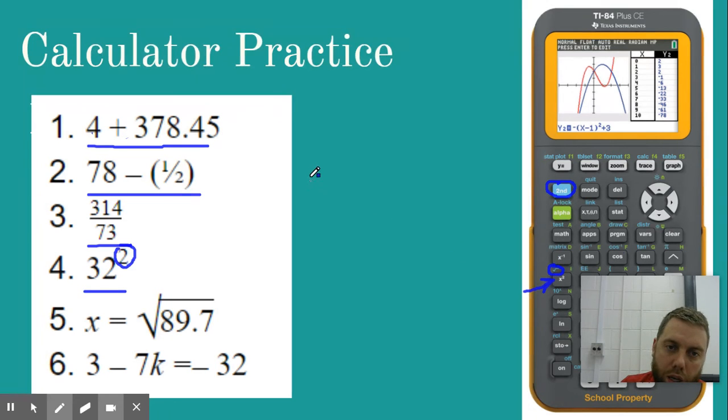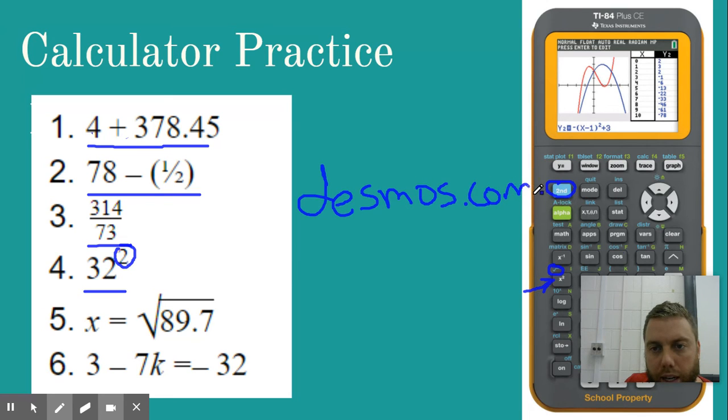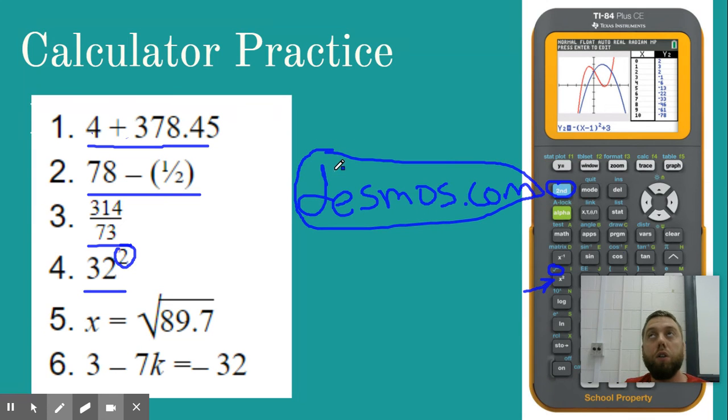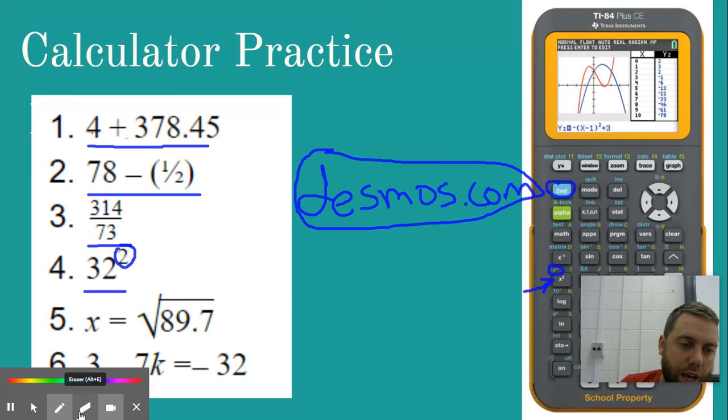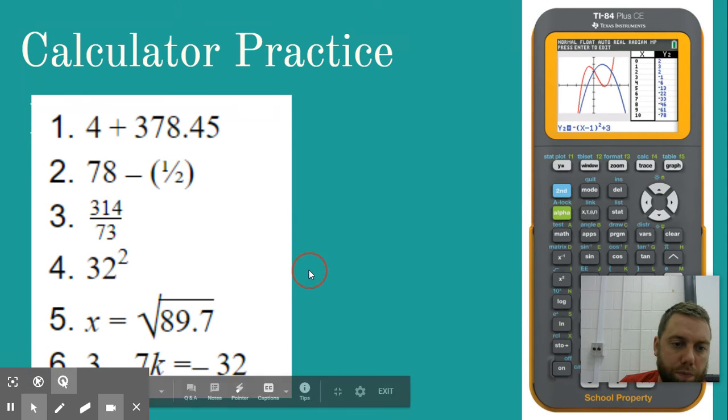Students at home, I believe last year you practiced this, but please use, let me write this down for you, Desmos.com. Desmos.com has a calculator. This will be the calculator they give you to use on your EOCT tests. So it's best if we start practicing with that right now. Okay, cool.